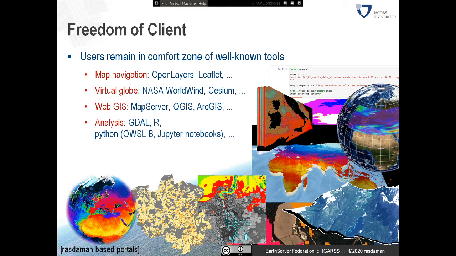You want to do map navigation only? Okay, come with OpenLayers or Leaflet. Virtual globes? Okay, NASA WorldWind, etc. can be used just as well. WebGIS or high-end analysis like Python, say through Jupyter Notebooks. So people can come individually with their clients and work simultaneously on the data, seeing their particular view on the data, which is commensurate with what they expect.